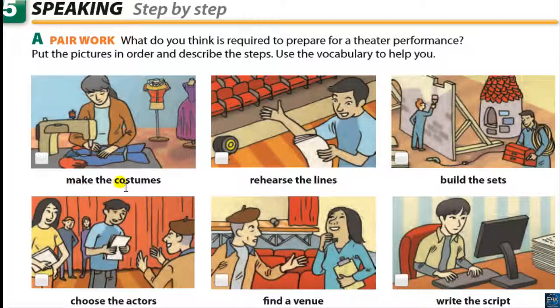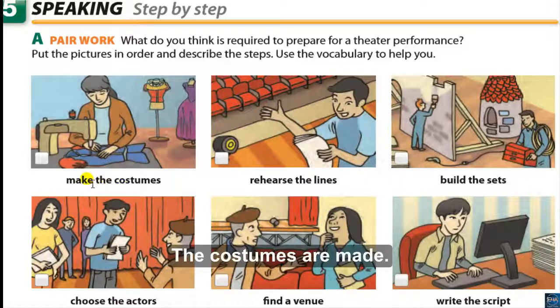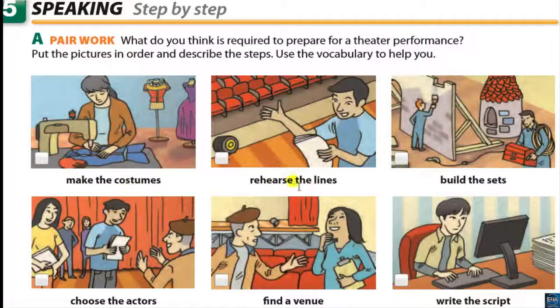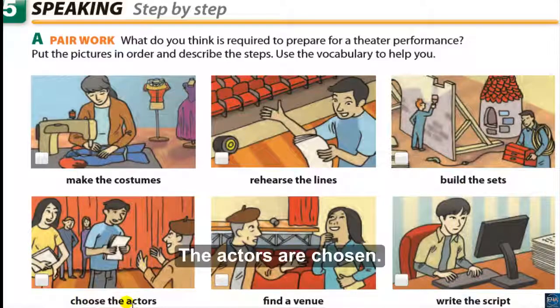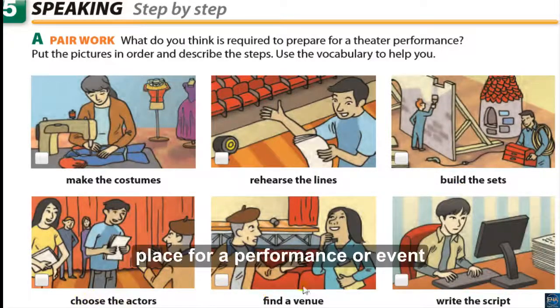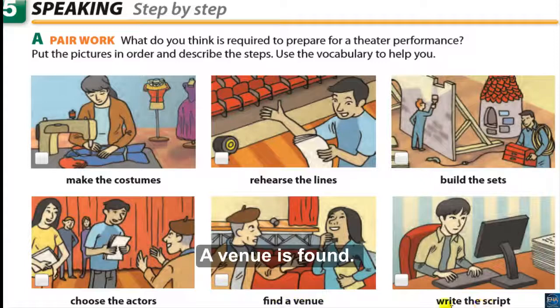So here, make the costumes. The costumes are made. Rehearse the lines. The lines are rehearsed. To rehearse, to let the actors speak loud. Build the sets. The sets are built. Choose the actors. The actors are chosen. A place, a position, avenues found. Write the script. The script is written.